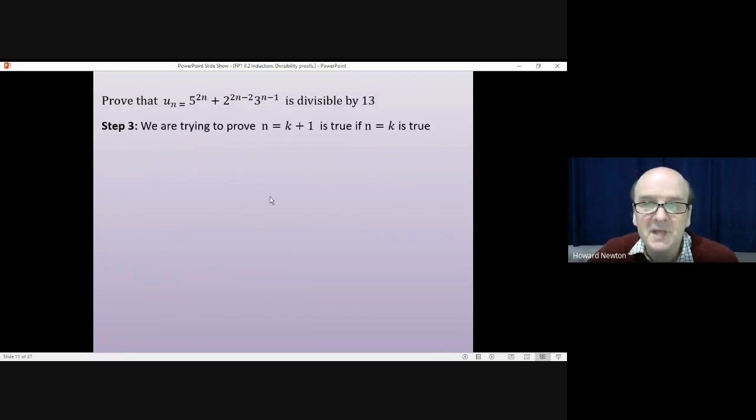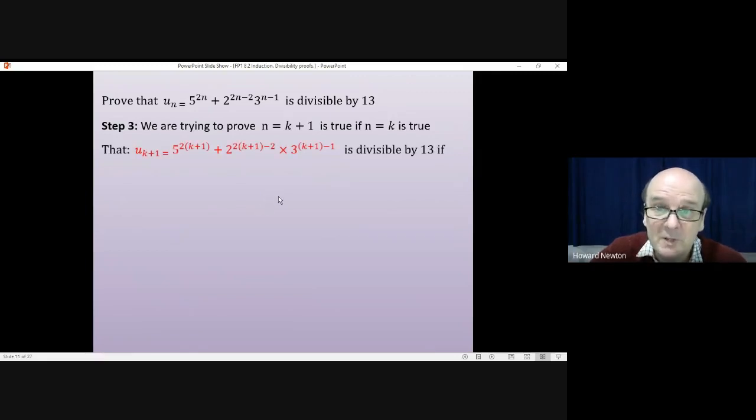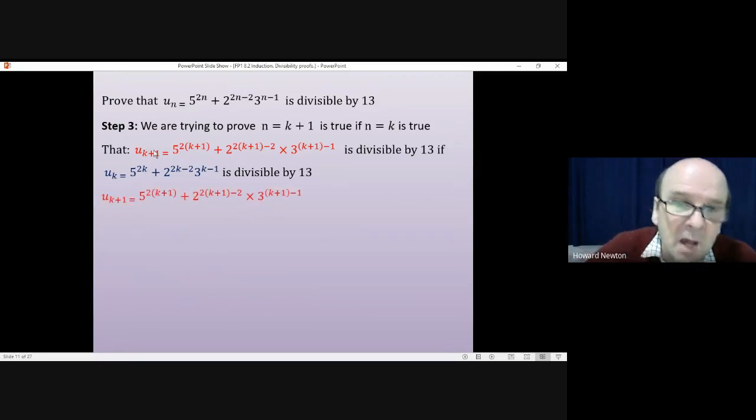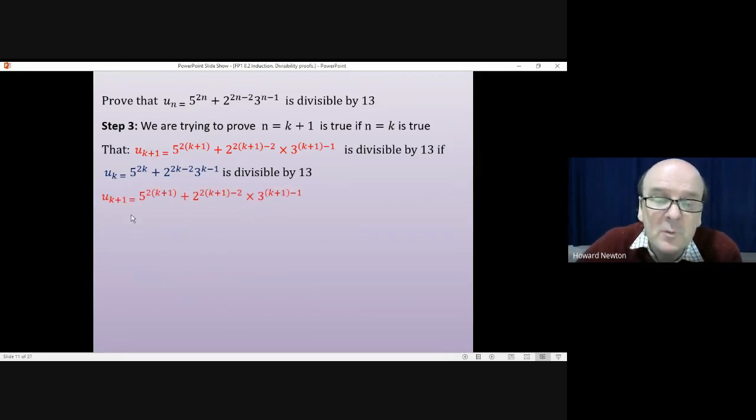What we're trying to prove is that n equals k plus 1 is true if n equals k is true. What does that mean in this question? Well, put n equals k plus 1 into the expression, and you will get that long, complicated thing. And what we're assuming is true is n equals k, and that is putting n equals k into the expression. We start off with a k plus 1 term, and we work with that. So multiplying out these brackets, you get that. Multiplying out these brackets, that simplifies to just 2k, and that simplifies to just k.